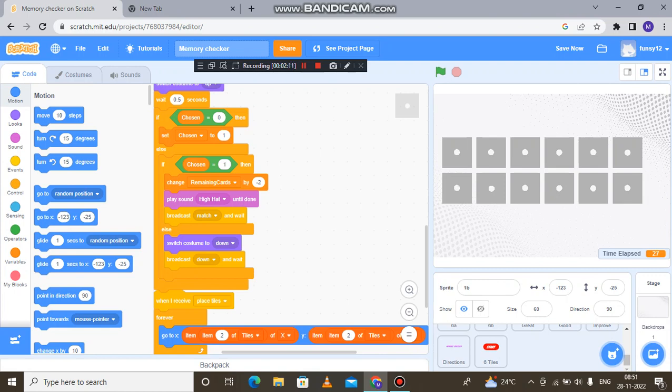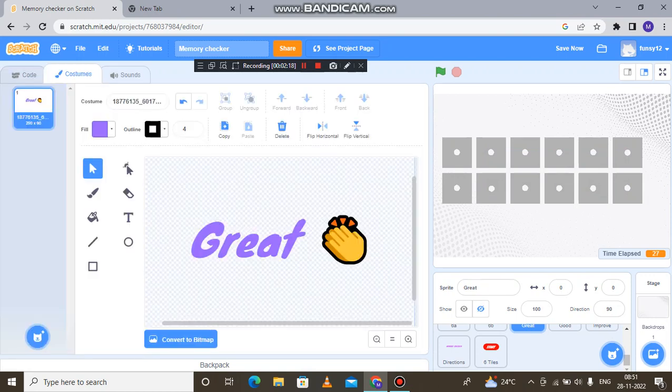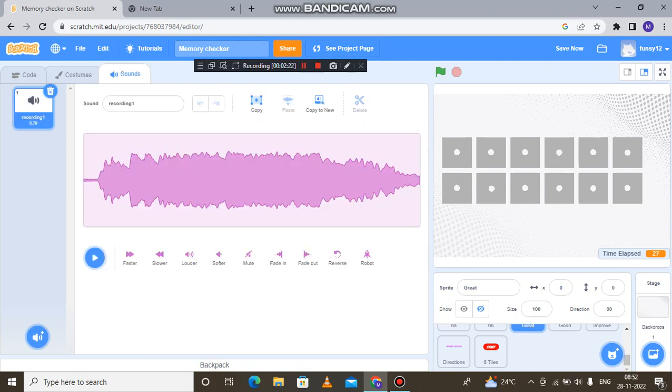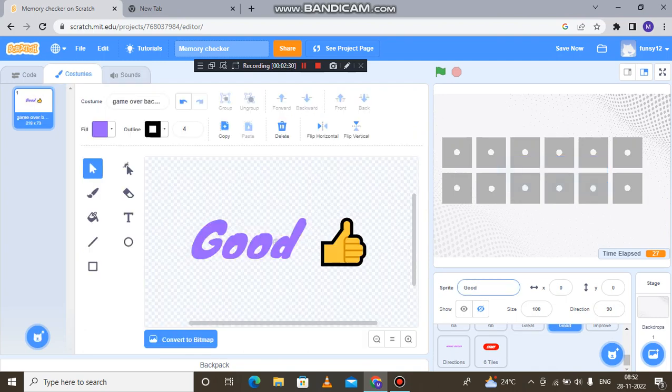If we finish the game in less than 80, then our memory is great. If the time count is greater than 80 and less than 100, then memory is good. If the time is greater than 100, then try your luck next time.